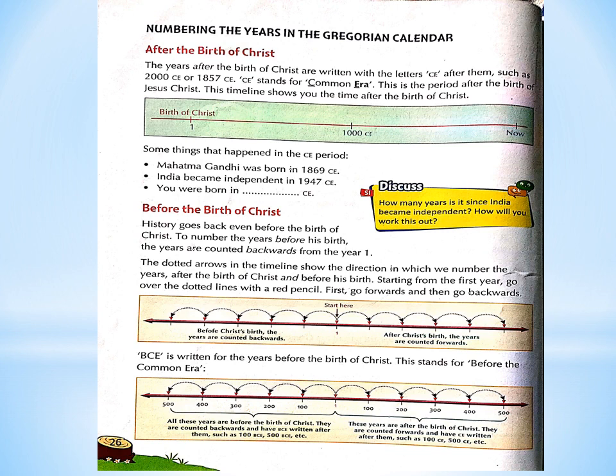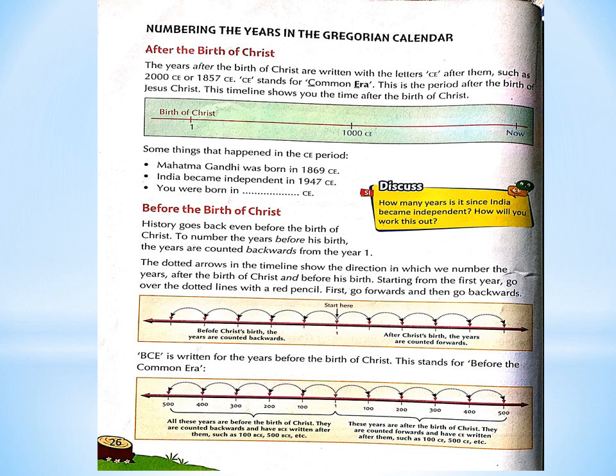Can you see one timeline given just below? This timeline shows you the time after the birth of Christ. Okay? Birth of Christ is marked as 1. And then it is given 1000 CE. And then now.